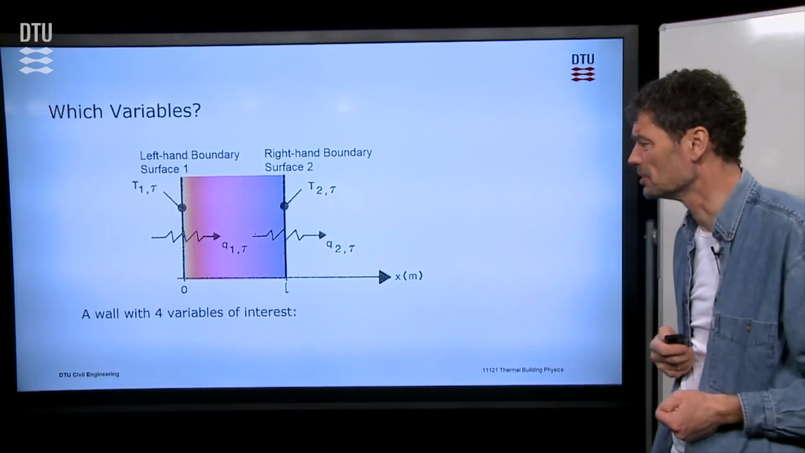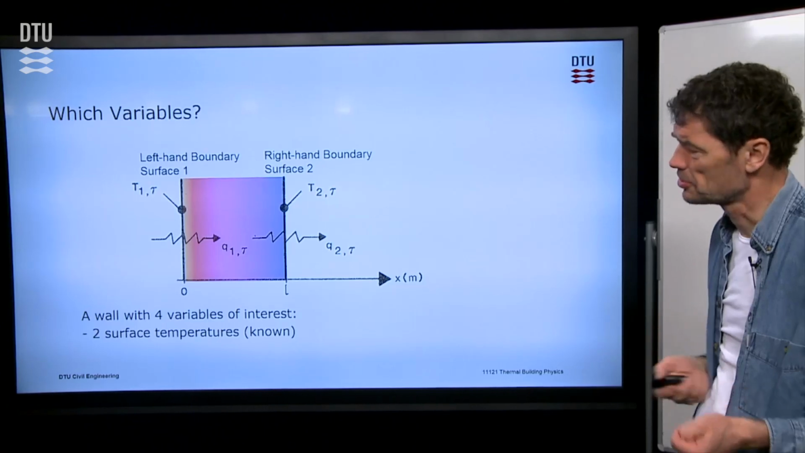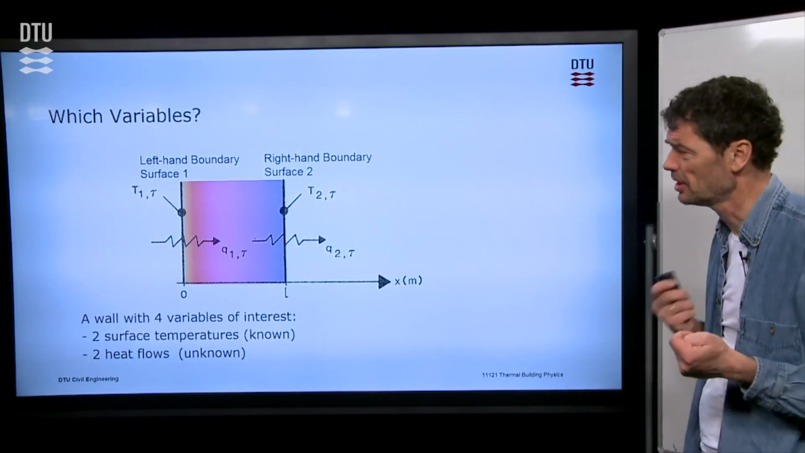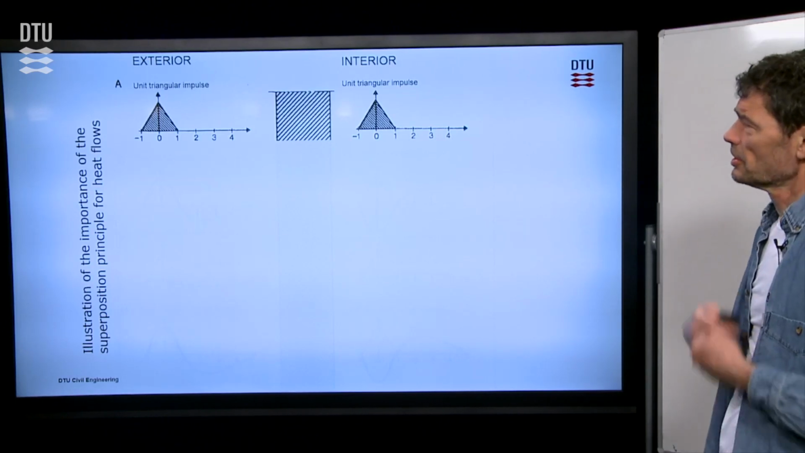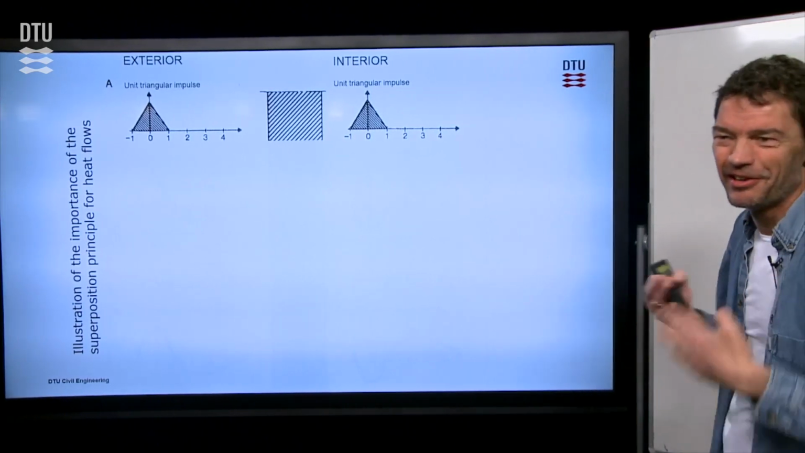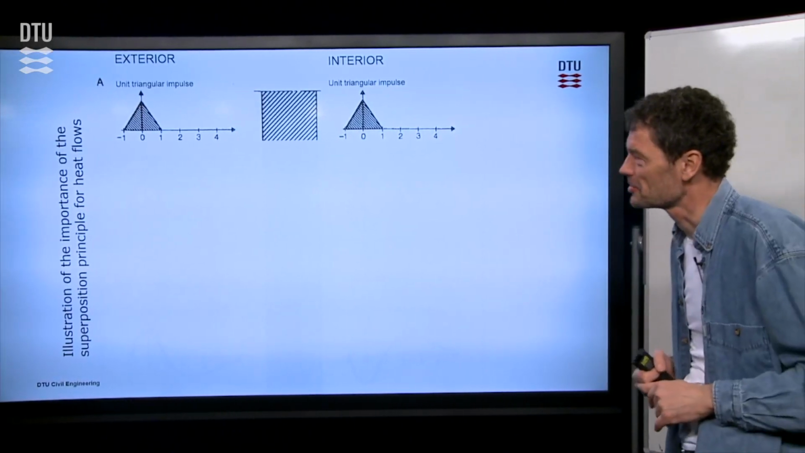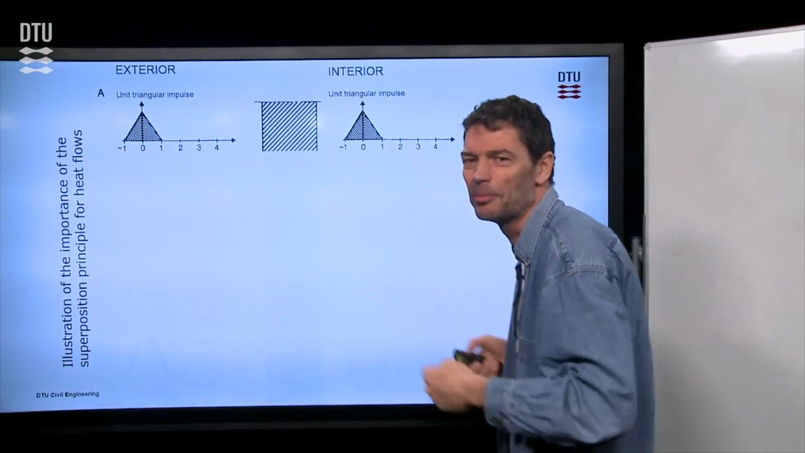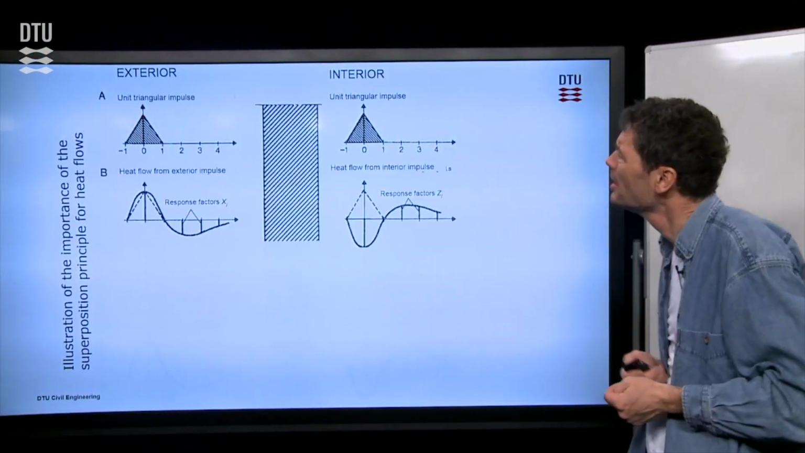And that's the whole point to it. So we have 4 variables of interest, 2 temperatures, one on each side, and also 2 heat flows, one on each side. So now let's look at the whole methodology of calculating this. So we work with these triangular impulses. Let's assume that we could have one coming from each of the sides of the wall.